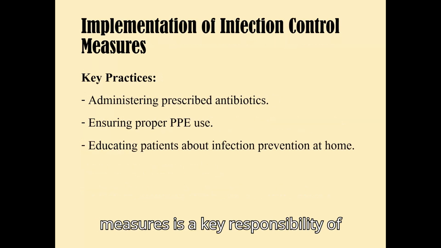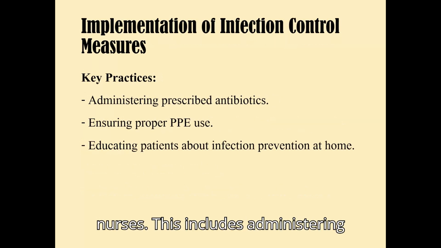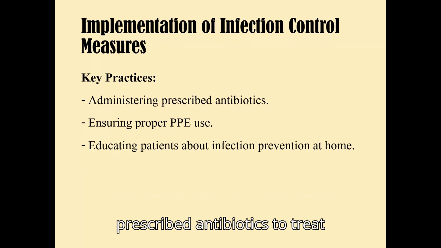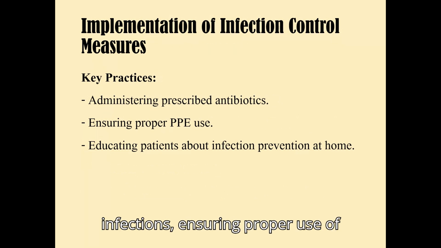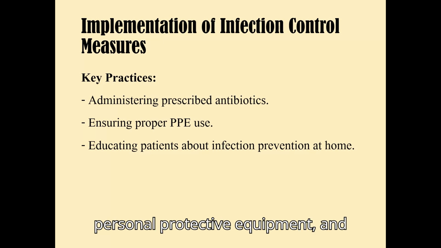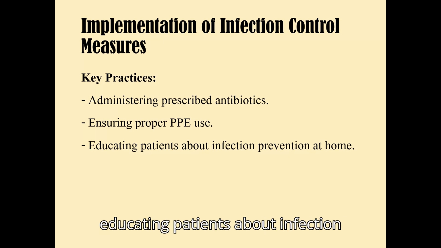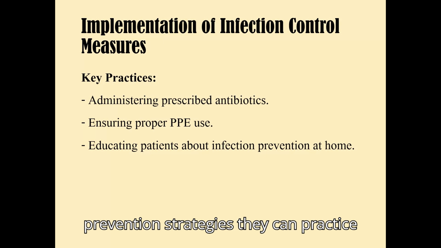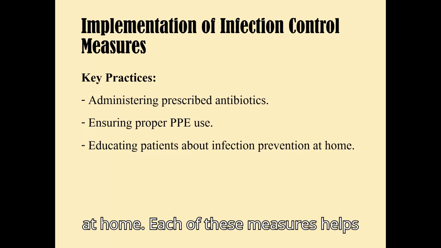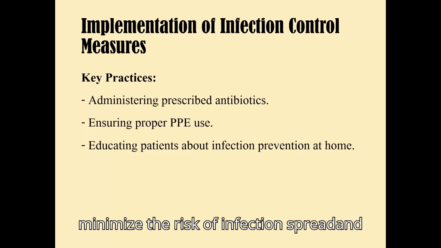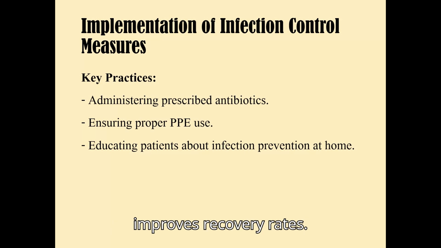Implementation of infection control measures is a key responsibility of nurses. This includes administering prescribed antibiotics to treat infections, ensuring proper use of personal protective equipment, and educating patients about infection prevention strategies they can practice at home. Each of these measures helps minimize the risk of infection spread and improves recovery rates.